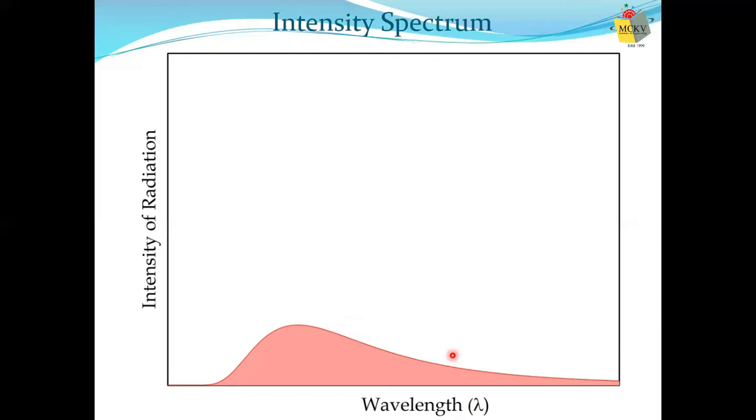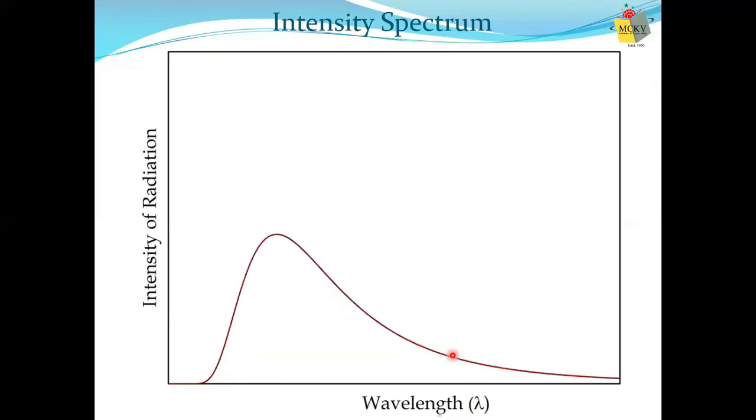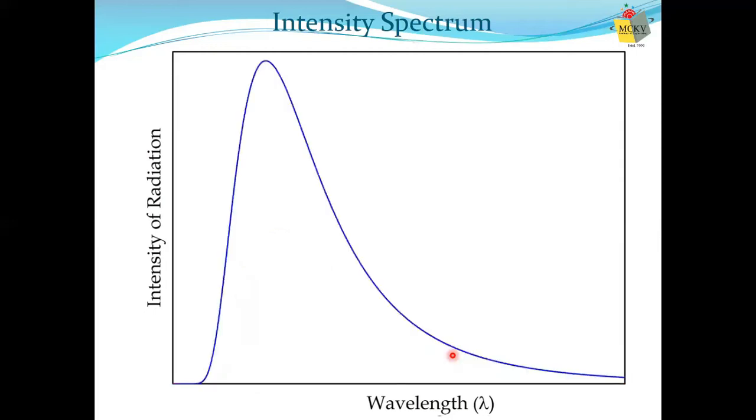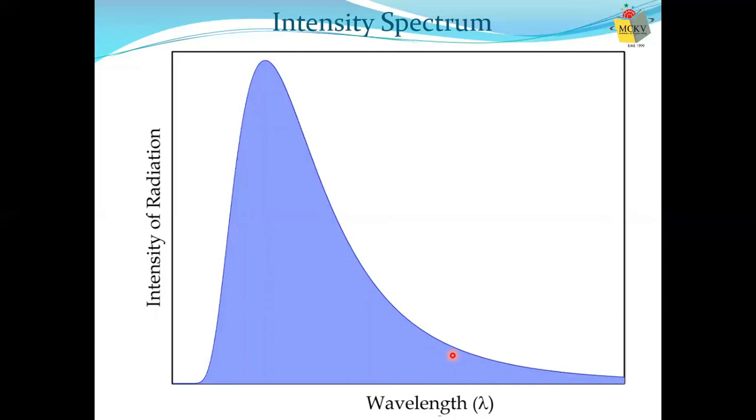So if we increase the temperature of the body, that means if the black body is now heated to a higher temperature T2, then the intensity spectrum will look like this. And the total intensity of radiation for all wavelengths will be the area under this curve. And if the process continues for any higher temperature, say the temperature is now increased to T3, then the total intensity of radiation for all wavelengths will be the area under this curve. So when the temperature is increased, the total intensity for all wavelengths is enhanced drastically.